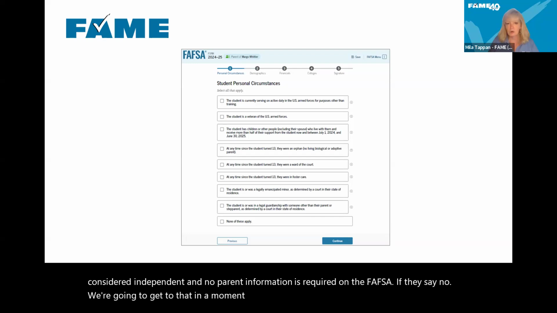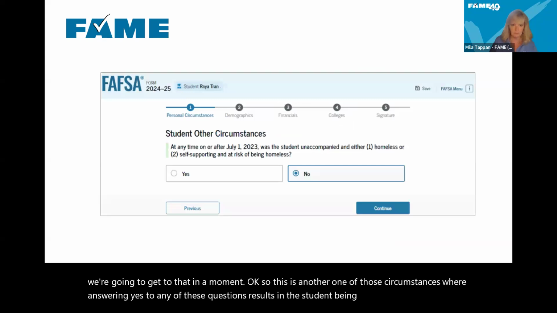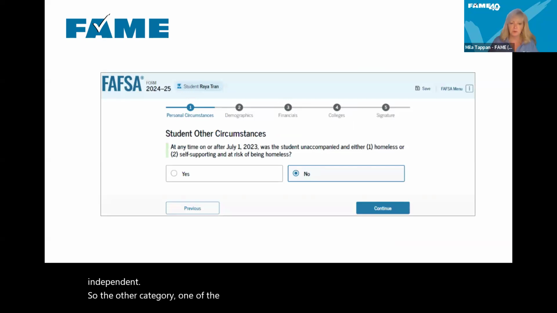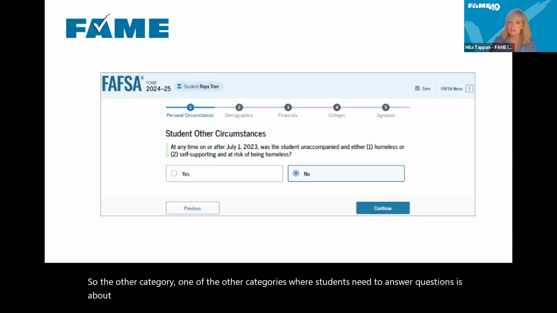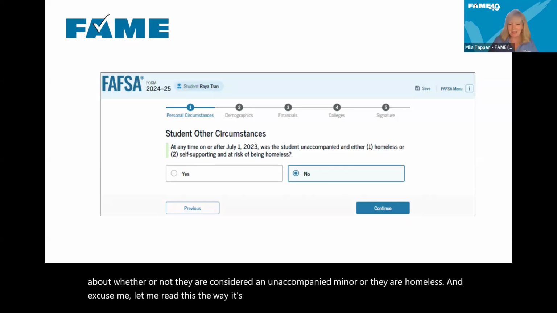Okay. So this is another one of those circumstances where answering yes to any of these questions results in the student being independent. One of the other categories where students need to answer questions is about whether or not they are considered an unaccompanied minor or they are homeless. Let me read this the way it's written. The student was unaccompanied and either homeless or self-supporting and at risk of being homeless.